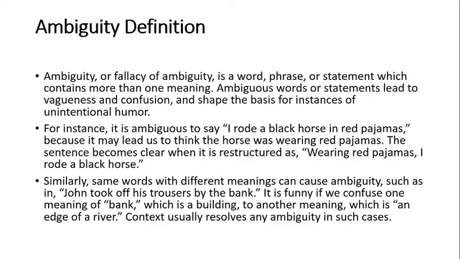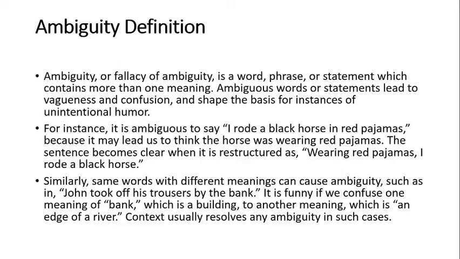For instance, it is ambiguous to say, "I rode a black horse in red pajamas." If you read this sentence, it may lead us to think the horse was wearing red pajamas. The sentence becomes clear when it is restructured as, "Wearing red pajamas, I rode a black horse." So the first sentence is ambiguous, and the second gives us the clear meaning that after wearing the red pajamas, I rode the black horse.